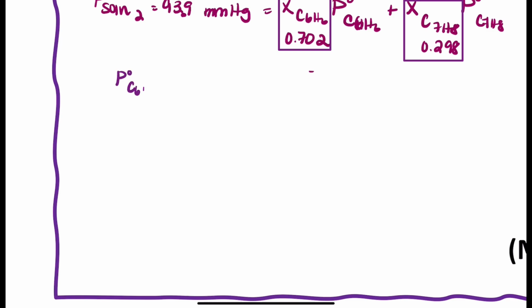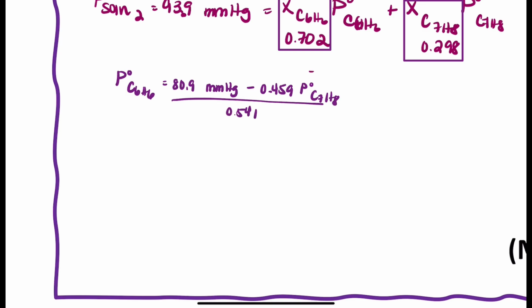Partial pressure C6H6, I solved for earlier. That's going to equal 80.9 millimeters of mercury minus 0.459 partial pressure of C7H8, divided by 0.541, which equals 149 millimeters of mercury minus 0.848 partial pressure of C7H8.